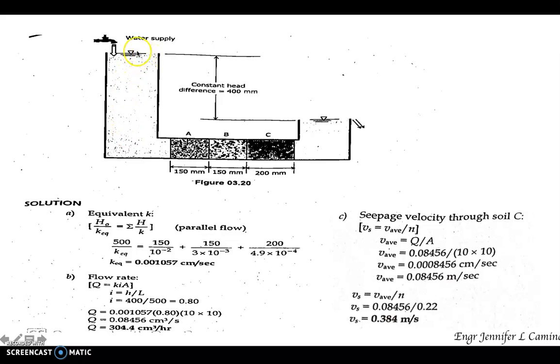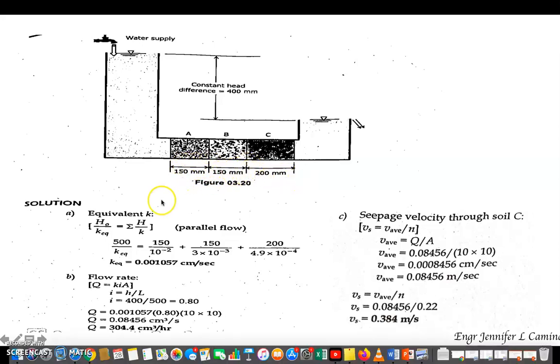So if you're going to observe, you have an inflow of water. It passes through soil A, soil B, and soil C, and it has an outflow. So the head from the water surface of the inlet towards the surface of the outlet, that is of course our constant head difference. So that is equal to 400 mm, and we are given the length per soil layer, which is 150, 150, and 200. So this problem is a normal flow.